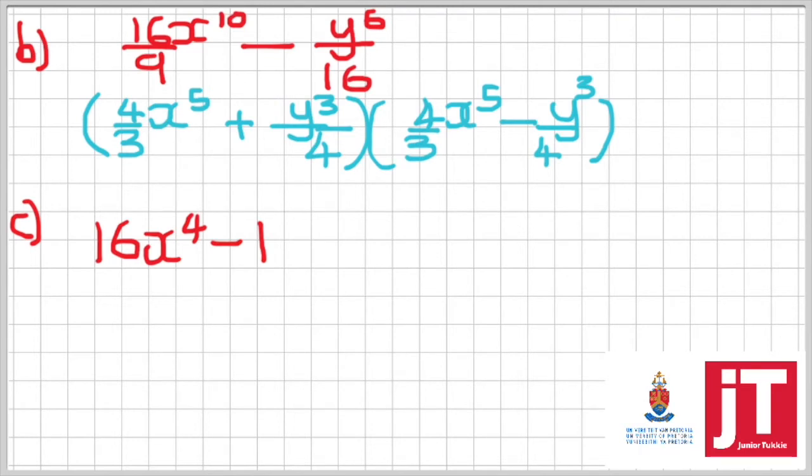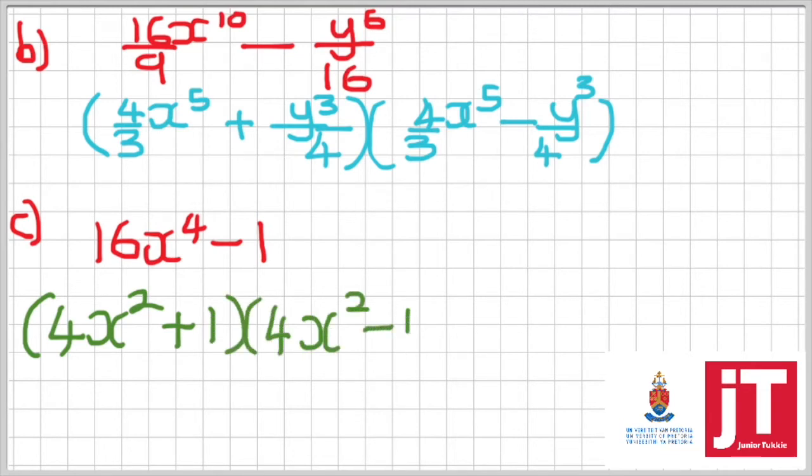We move on to number C. We're given 16x to the power 4 minus 1. Upon factorizing that, we're going to get 4x to the power 2 plus 1 and 4x squared minus 1, making up the second factor. Important, realize that this 4x squared minus 1 is still a perfect square. That means we can factorize it further. So we're having a difference of two squares within a difference of two squares. You need to check your brackets. You need to check your answers to see if you can't factorize it further.